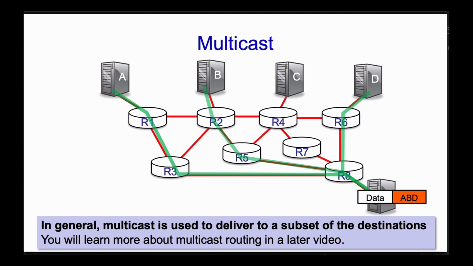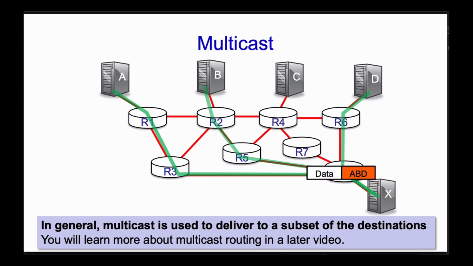So in the previous example, the packet was delivered to every destination. That was really an example of broadcast, not really multicast. The packet was delivered to everybody. In practice, we're more likely to want to send a packet to a subset of the destinations, those currently subscribed to the group, something we call a multicast group.